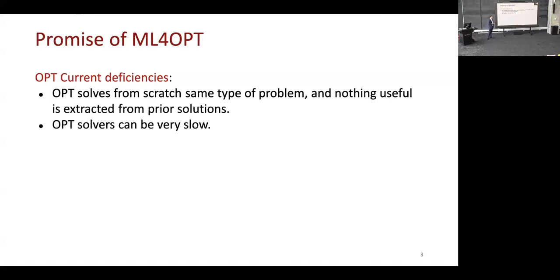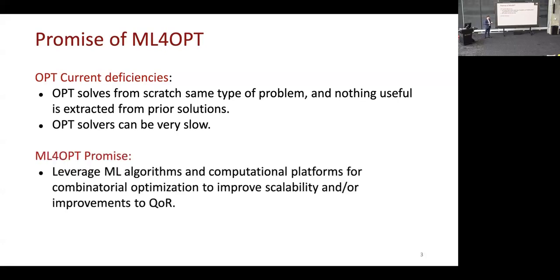And also combinatorial optimizers could be notoriously slow. You're after all solving an NP-hard problem. So it could be very slow and it could take a lot of memory in order to solve it. So that is really the problem in current combinatorial optimization. And that's where the promise for machine learning lies. The promise for machine learning is that, hey, I'm solving these problems on a daily basis. Can I use all the solutions that I've got in the past in order to improve the quality of results or runtime going forward?